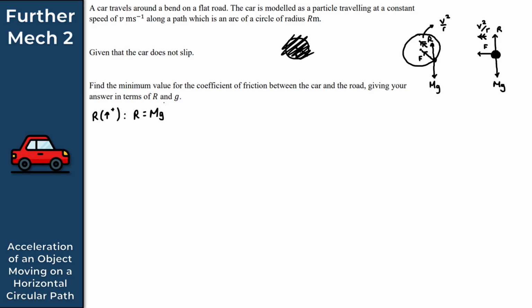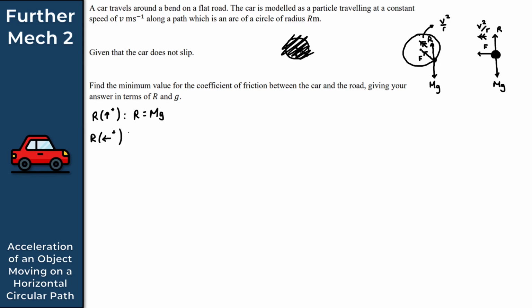Perfect. Okay. Now when we resolve horizontally here, we do have acceleration to take into account, right? v squared over r. So let's resolve horizontally here. Given that F is acting to the left, I'm going to take to the left as positive. You can do it the other way, but I wouldn't recommend doing it like that. So let's take to the left as positive here.